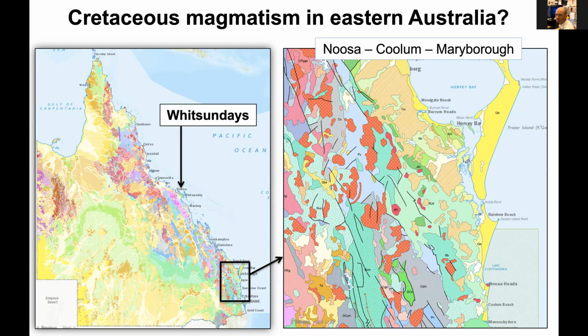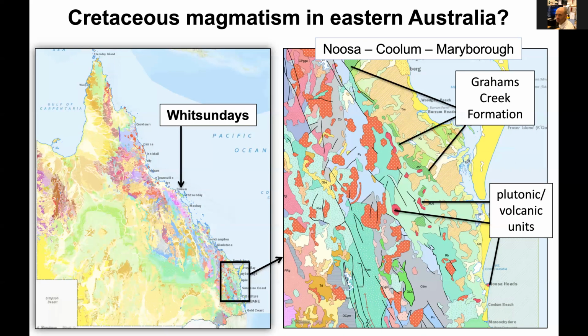Specifically, we're looking at these very scattered plutonic and volcanic units found at Noosa, Coolum and inland, and a volcanic sequence known as the Graham's Creek Formation, shown here in green, which is a fairly significant package of volcanic and volcaniclastic rocks that probably make up something like 250,000 cubic kilometres of material, so not insignificant.